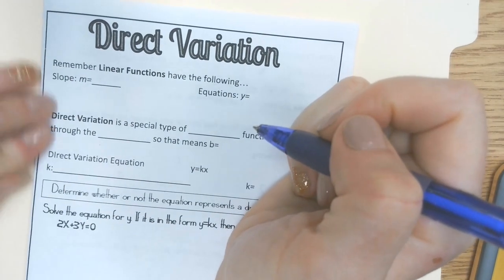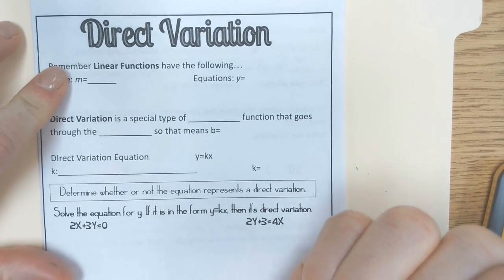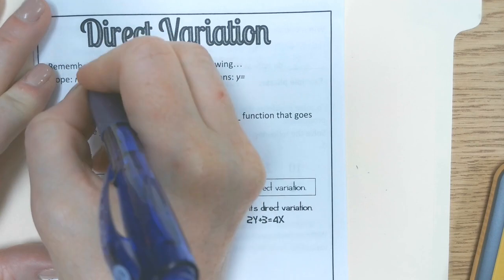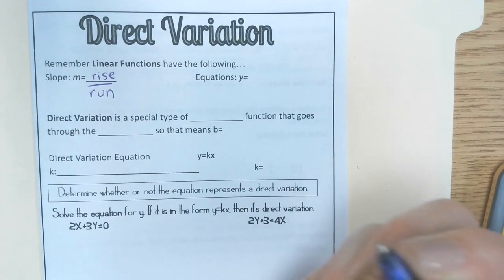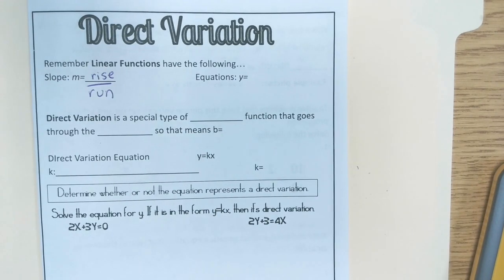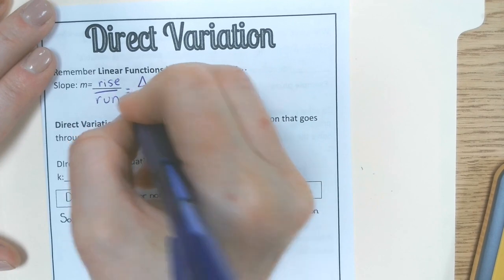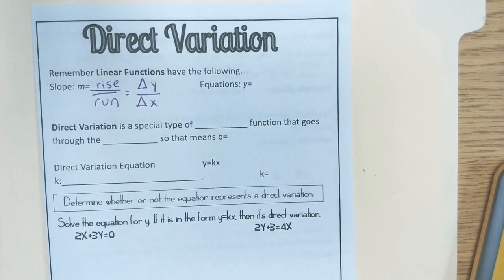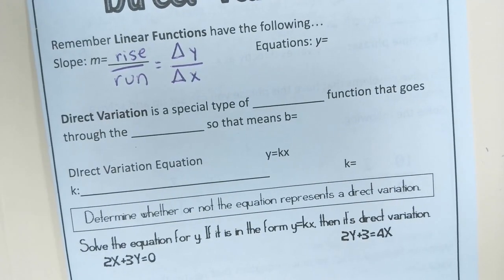Direct variation. So remember with linear functions, we have m and b. M represents our slope, which is rise over run. And rise over run is change of y over change in x. So we use delta to represent change of y over change of x. So that's how you find slope.